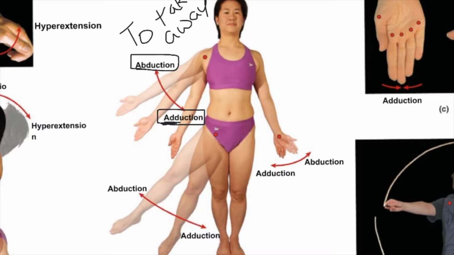Abduction, adduction. We can do that in the legs as well. And notice that we're going laterally. It's a lateral movement out to the sides. So we can also see that that can be done at the hip joint as well. Okay. Next, let's go to this one.